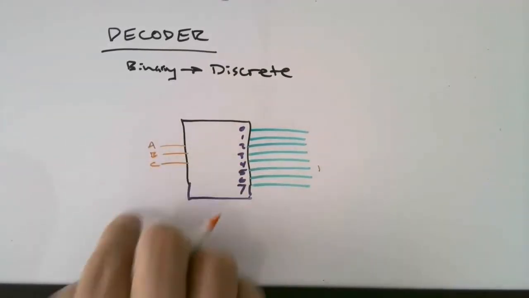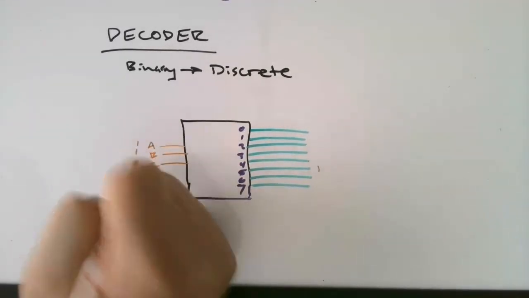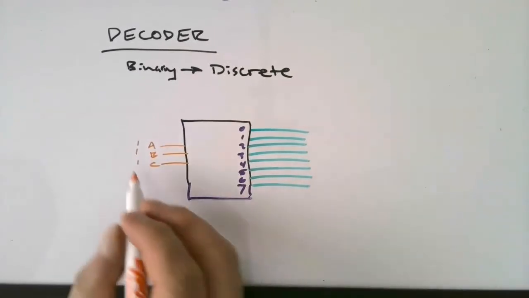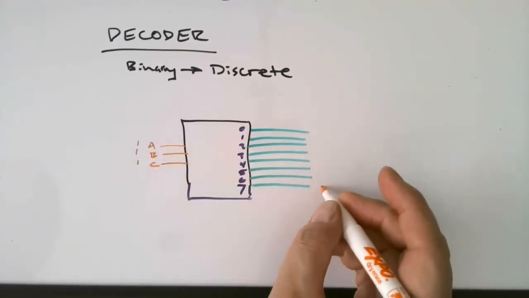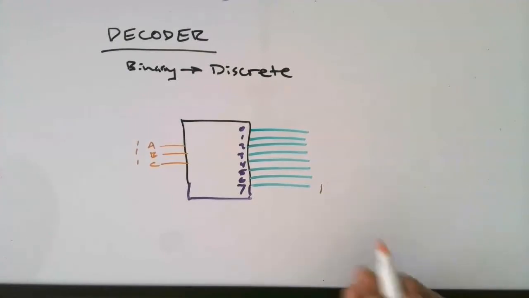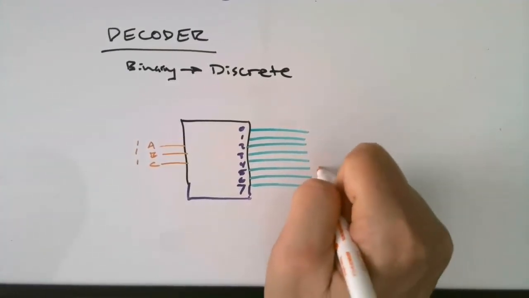So let's look at another example. What if these inputs were 1, 1, and 1? Well, in binary, that's 7, so output 7 would be 1. And all the rest of these outputs would be 0.